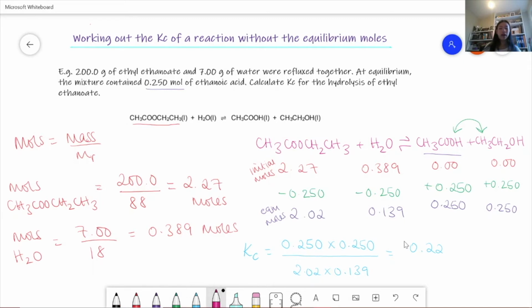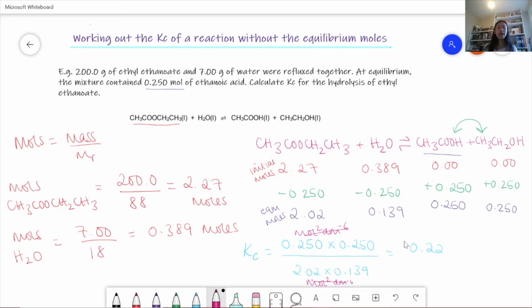So we have moles squared per decimeter to the -6 because we've got 2 of them. And we've got the same on the bottom. So what that means is that they cancel out, and Kc actually has no units for this example.